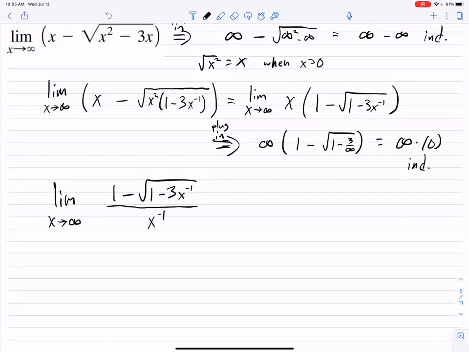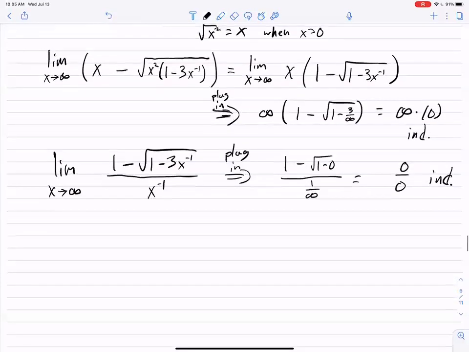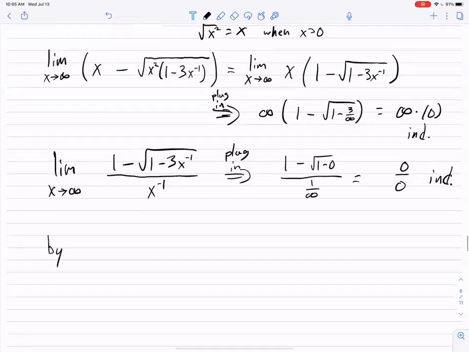If you plug in, you get 1 minus the square root of 1 minus 0 over 1 over infinity, which is 0. And so it becomes 0 over 0 indeterminate, right? Because 1 minus 1 over 0, so it's 0 over 0. So by L'Hopital's, what is this equal to?